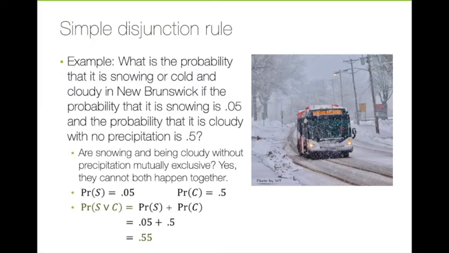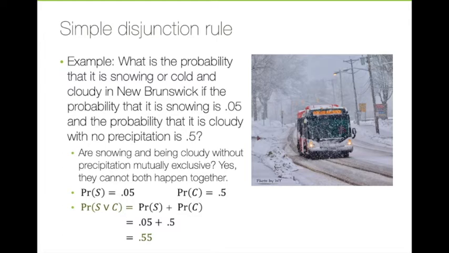Let's look at an example. What's the probability that it is snowing or cold and cloudy in New Brunswick? And we'll take the probability that it's snowing to be 0.05 and the probability that it's cloudy with no precipitation to be 0.5. First, we have to assure that the statements in the disjunction are mutually exclusive. If not, we can't apply our simple disjunction rule.